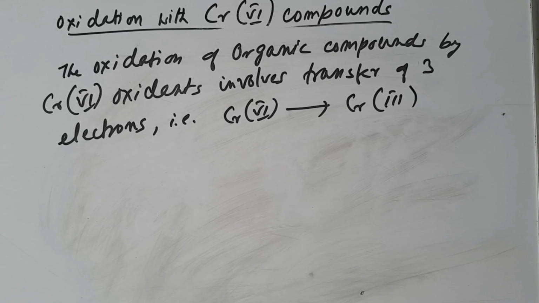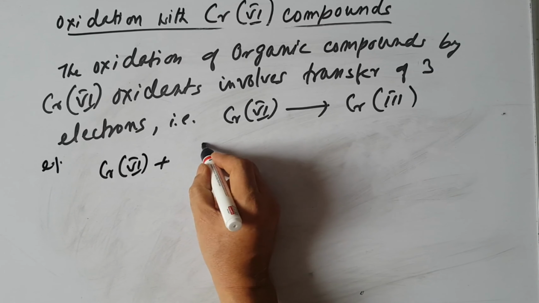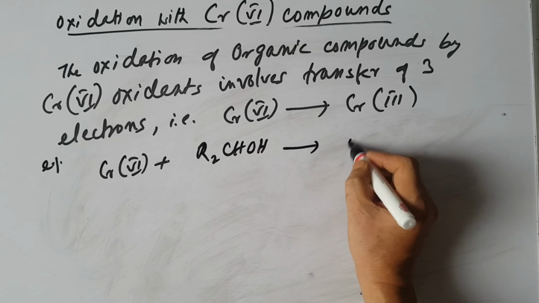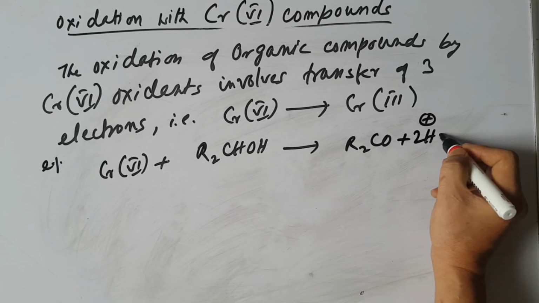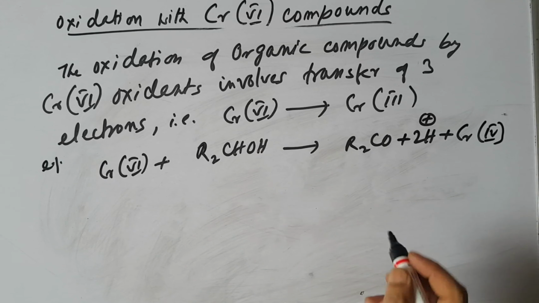Actually, in the oxidation reactions of chromium 6 compounds with organic substrates, in each step 2 electrons are transferred. For example, take the oxidation of secondary alcohols, R2CHOH, to ketones, R2CO, by chromium 6 compounds, with net transfer of 3 electrons. In this first step, 2 electrons are transferred, so 6 goes to 4. Two electrons are transferred for each step.